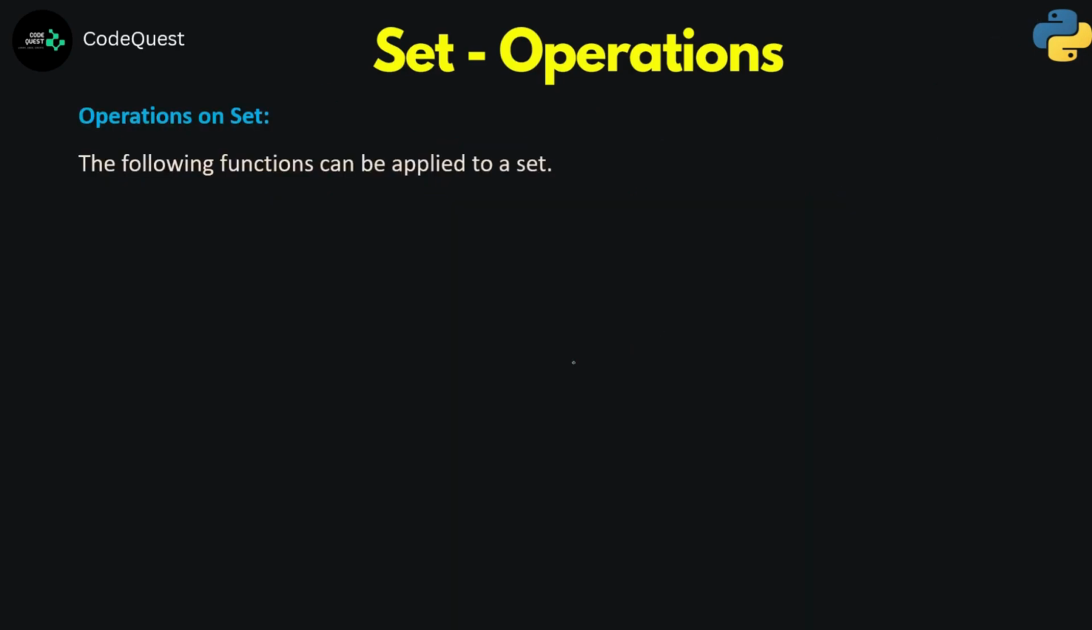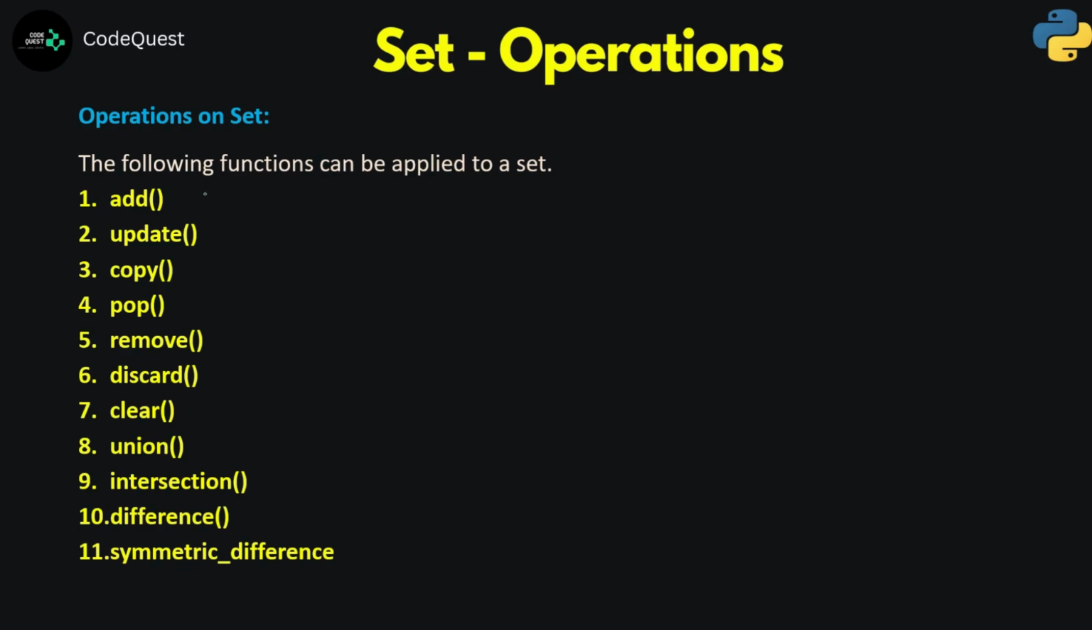Let's dive into the various operations that can be performed on a set. These are most of the operations that we normally apply on a set, like add, update, copy, pop, remove, discard, and most specifically these are the functions which are pretty much useful or can be applied only on a set. Maybe there are some which are already usable on different data structures, but there are very few which are particularly applicable only on a set.